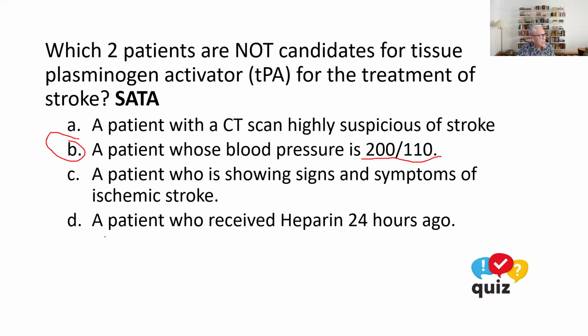And then, of course, a patient who received heparin 24 hours ago, or any anticoagulants, if the patient has recently taken it within the past 24 hours, then this is not going to be a candidate for TPA. So the correct answers are B and D. Remember that patients who are highly suspicious of a stroke are going to have to be candidates for TPA.